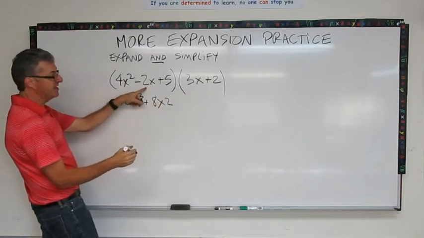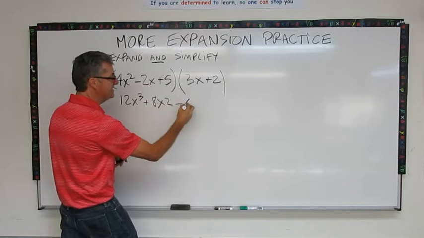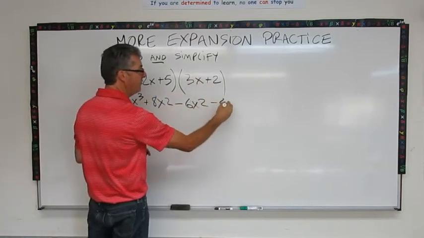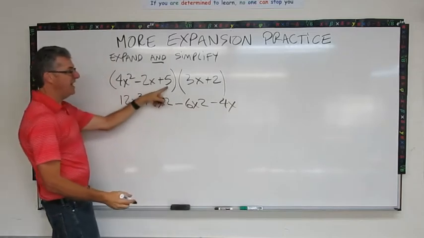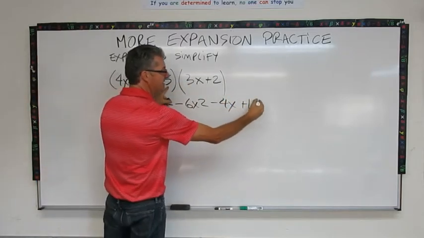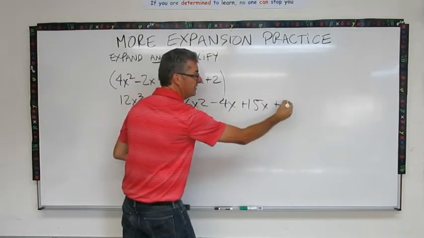Now I shift on to the second term. Negative 2x times 3x gives me minus 6x squared. Negative 2x times 2 gives me negative 4x. Finally, using the last term, 5 times 3x gives me 15x. And 5 times 2 gives me 10 for my constant.